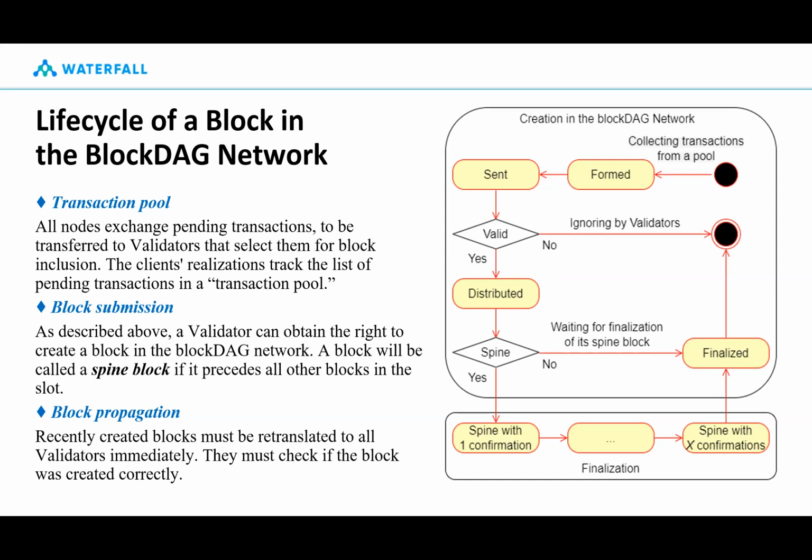A validator obtains the right to create a block in the shard network. A block that precedes all nodes in the block in the slot is called a spine block. The final stage is block propagation. After creating a block, the validator must distribute it in the network as quickly as possible. The block is referenced in the next slot for rapid finalization, and other validators check to confirm that the block was created correctly.